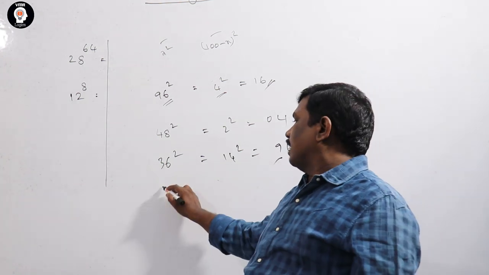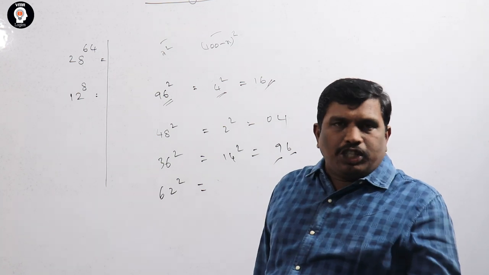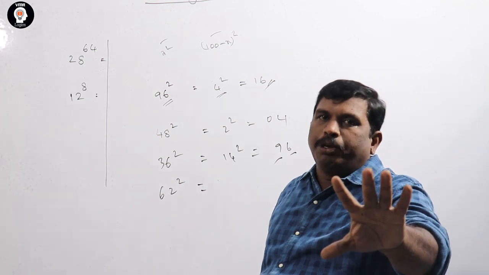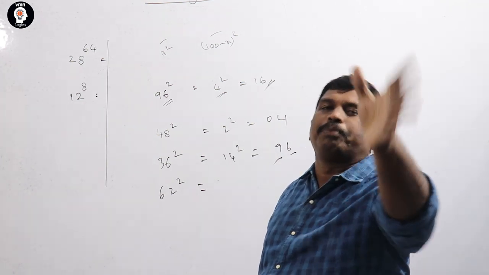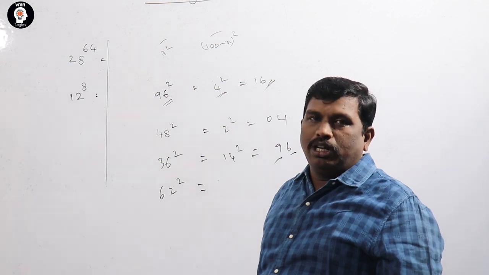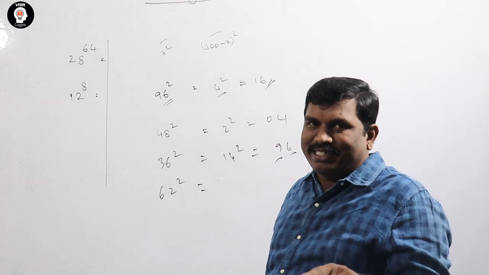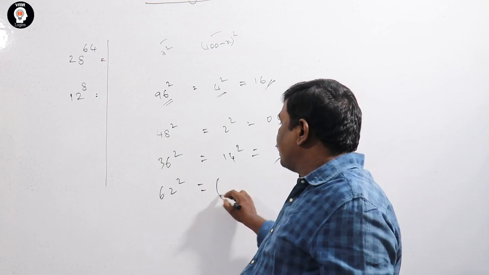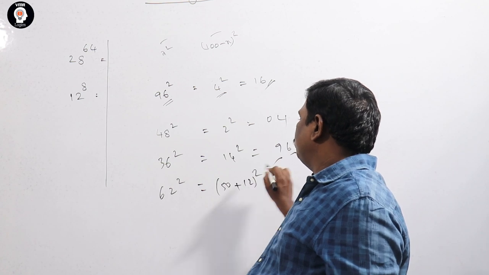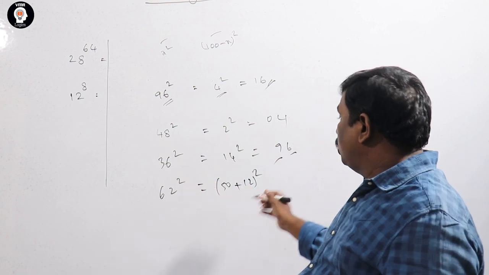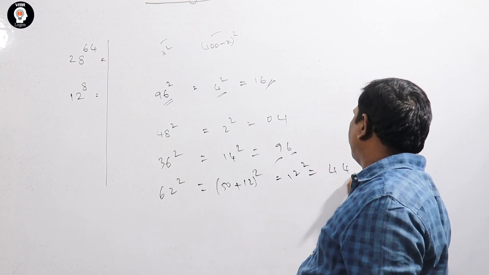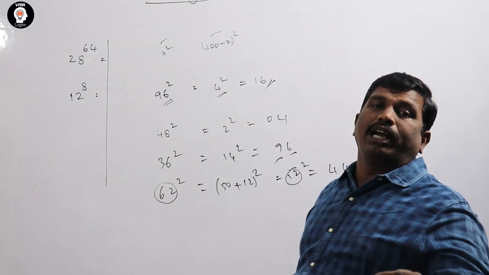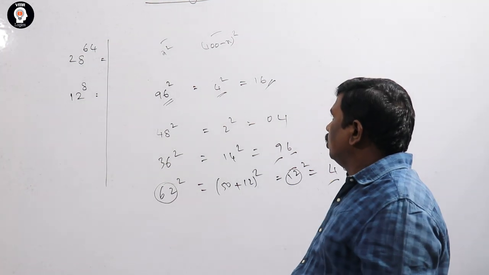Right? For example, they are asking 62 square. Directly 62 square is difficult. Convert it into below 25 because most of the people are familiar with squares up to 25. So 62 you can write as what? 62 square last two digits. I am writing this as 50 plus 12. Yes or no? So you can write 12 square, which is nothing but 144, so 44. If you look, 12 square last two digits and 62 whole square last two digits are the same.